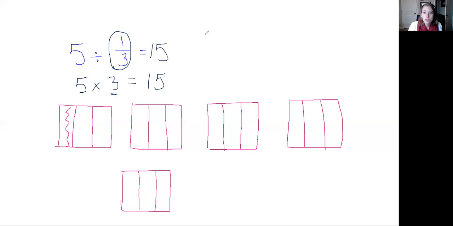What I want to remind you of is that when you're doing these, it's always helpful to draw a model, especially if you have a context that you're given in a word problem. I highly suggest you always draw a model.